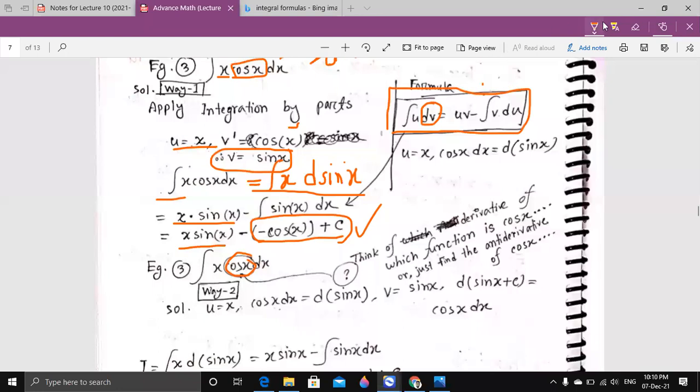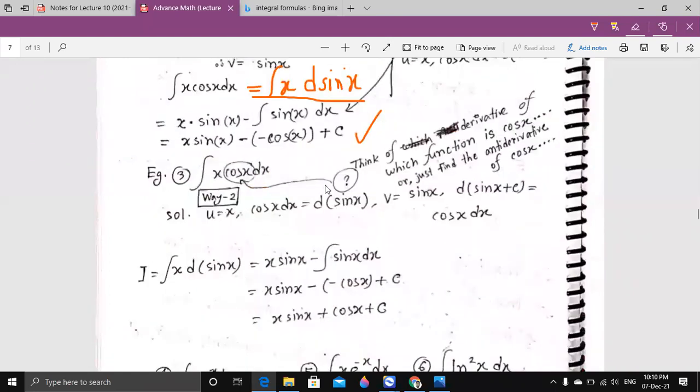Lucy, do you understand? Yeah. Okay. Tapu, do you understand? Yeah. Okay, so let's go to the next question. Oh, we have another way to solve this.